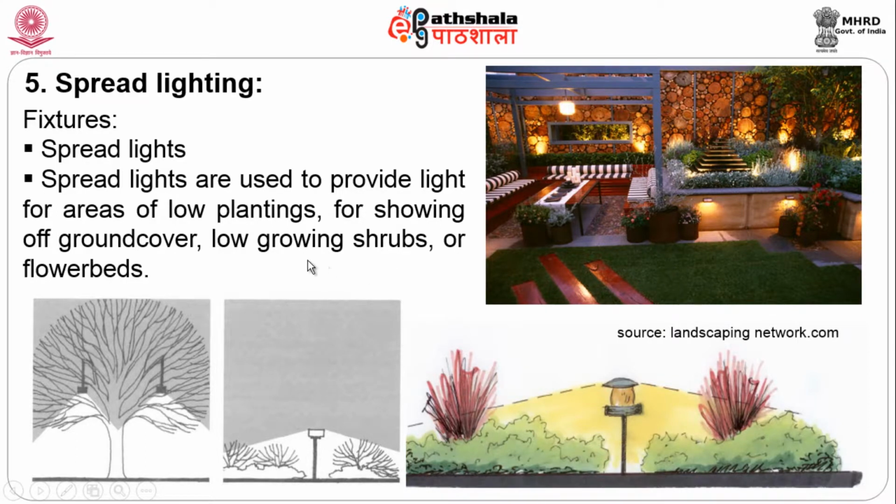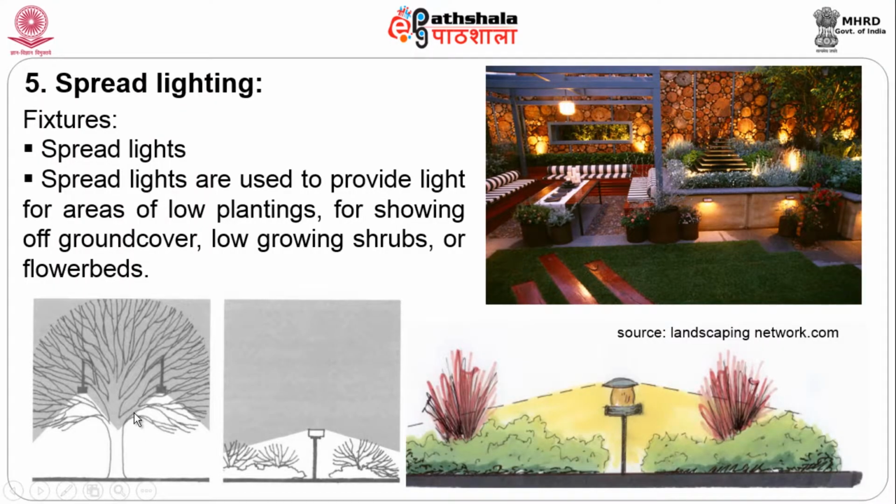The fixtures are spread lights. Spread lights are used to provide light for areas of low planting, for showing off ground cover, low growing shrubs or flower beds. Spread lighting is nothing but the light being spread all over the area and it covers most of the areas in your lighting space.